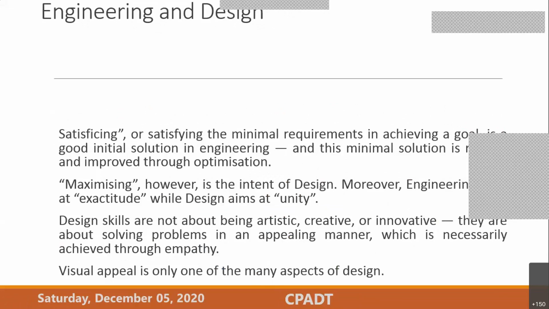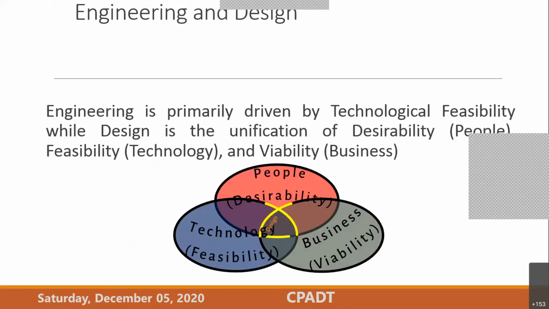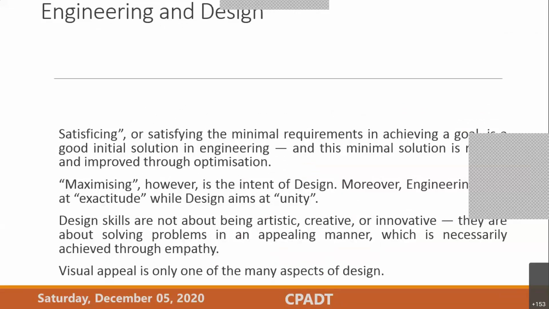Right. So this is what I was talking about, satisfying the minimal requirements in order to achieve a goal. The initial solution is your basic engineering solution. But having your design skills integrated with your engineering is where you look for features, that is people desirability, technological feasibility, and business viability. So these three come into picture and it aims at unity, right? Design is not something where you just have art, creativity, or innovativeness. It is something where you are trying to solve the problem in an appealing way by empathizing with the user.